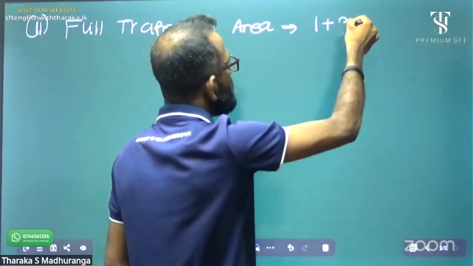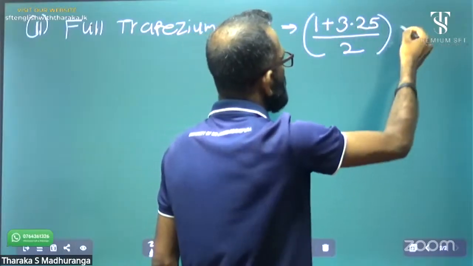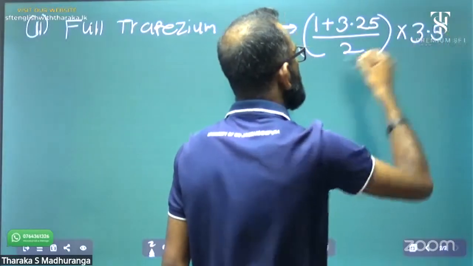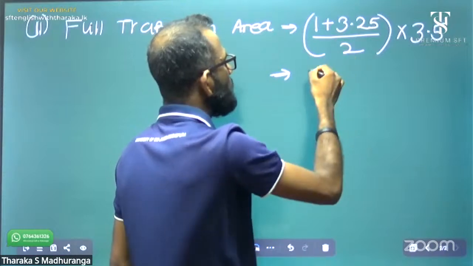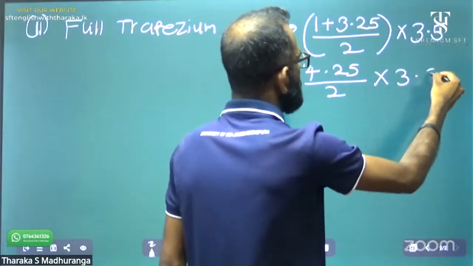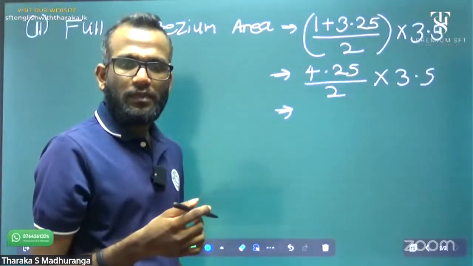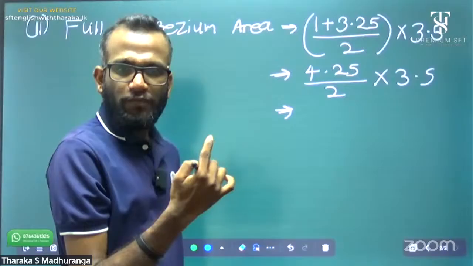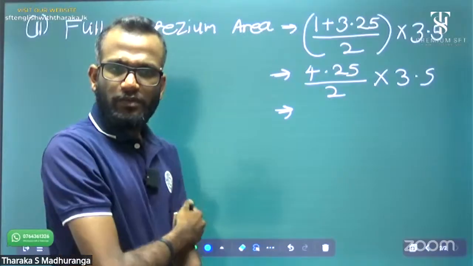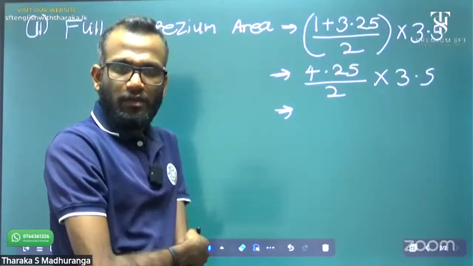1 plus 3.25, divided by 2, into the perpendicular height, 3.5. They are very important. 4.25 over 2 into 3.5. Okay, can you send this value? 1 plus 3.25, 4.25, 4.25 divided by 2 is 2.125. 2.125 into 3.5. 7 point value, I think.